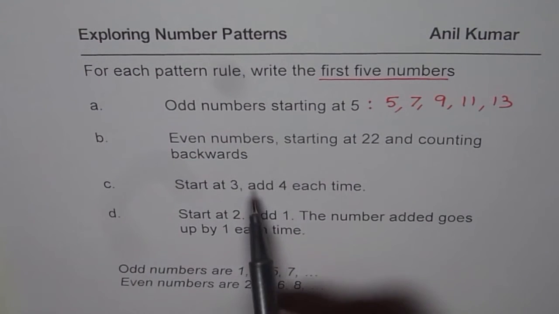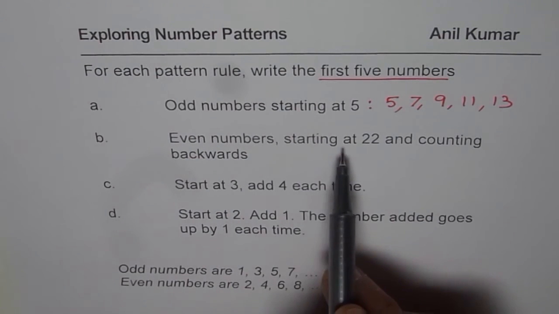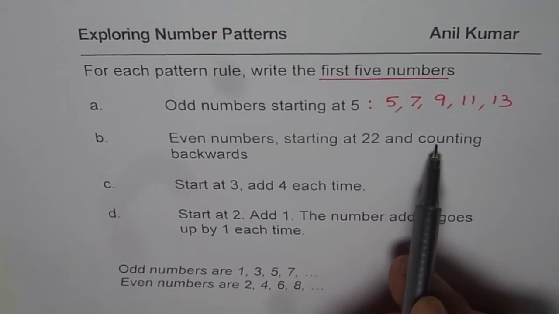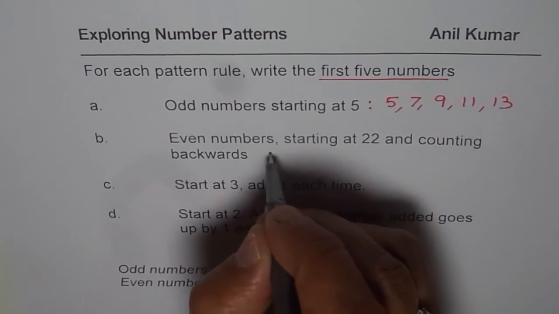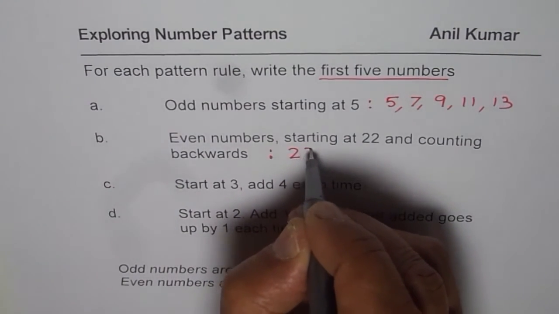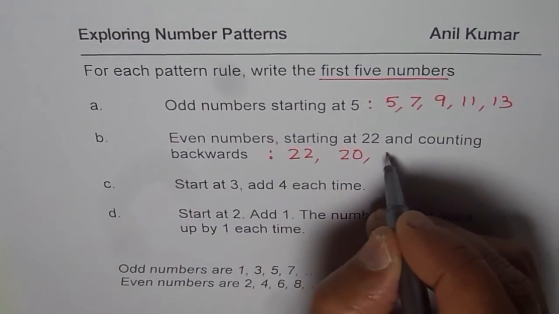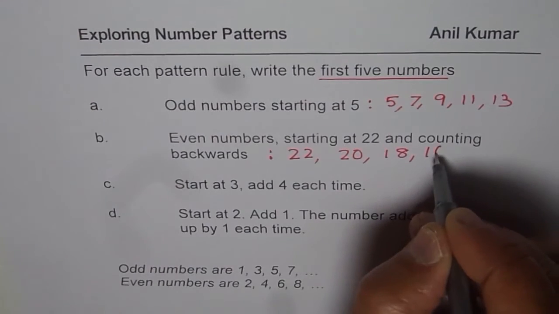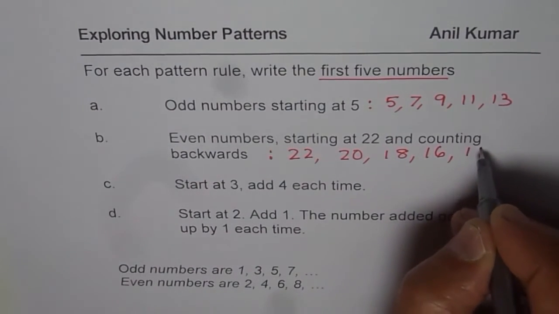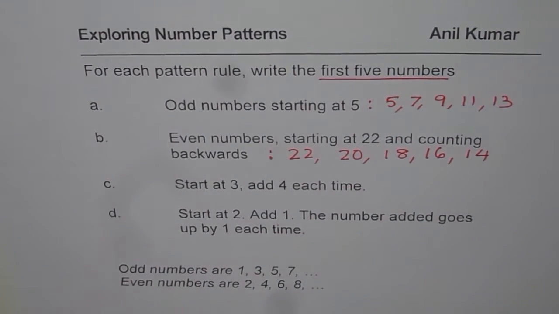Next one is even numbers starting at 22 and counting backwards. So you need to start at 22 and then take away 2. So it becomes 20, take away 2, 2 less, that means 18, okay? So you got 16, and 14 is the 5th one. So 5 numbers in your pattern starting at 22 and counting backwards are 22, 20, 18, 16 and 14.